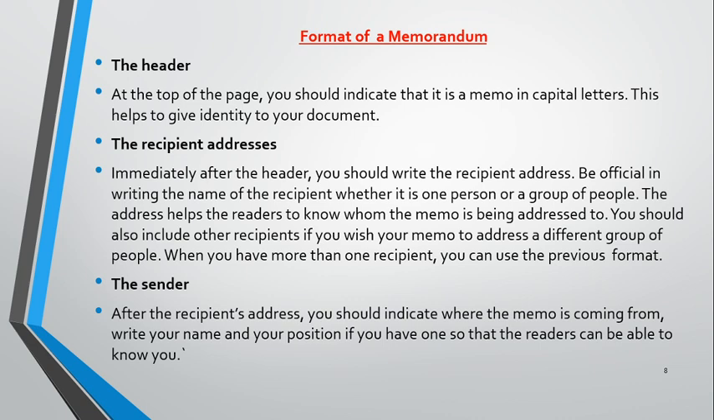You should also include other recipients if you wish your memo to be addressed to a different group of people. When you have more than one recipient, you can use the previous format, for example, the GTS staff in the previous format. The sender. After the recipient address, you should indicate where the memo is coming from. That means write your name and your position if you have one so that the reader can know you.